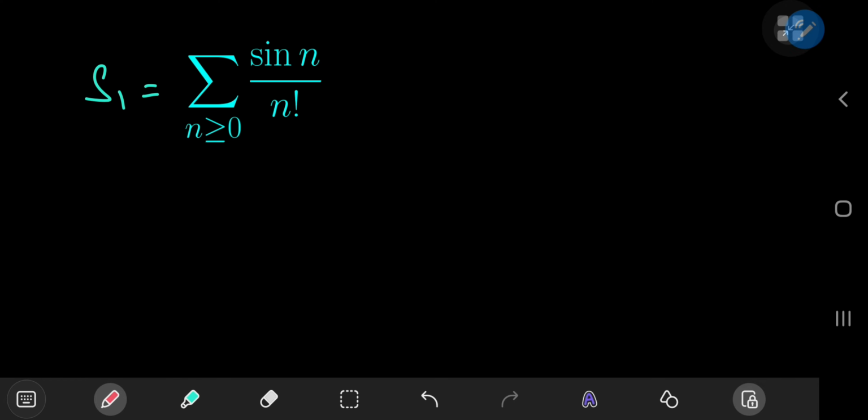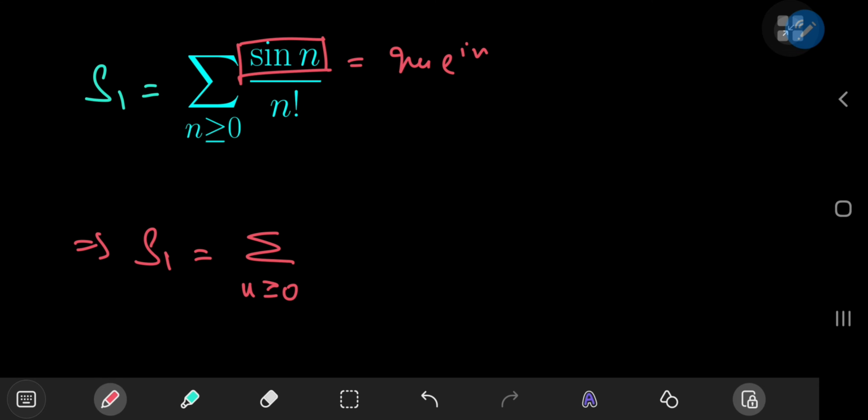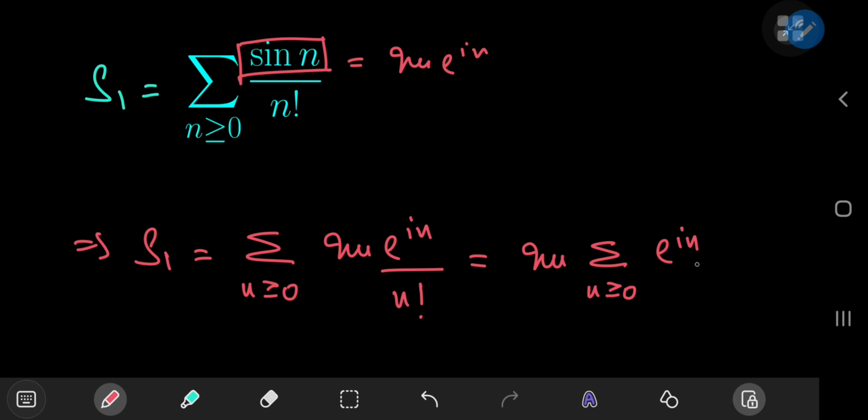So starting off with S sub 1, we know that we can express the sine of n as the imaginary part of e to the in using Euler's formula. So this implies that S sub 1 equals the sum over the non-negative integers n of the imaginary part of e to the in divided by n factorial. And because this imaginary part operator is a linear one, we can write this as the imaginary part of the sum over the non-negative integers n of e to the in divided by n factorial.